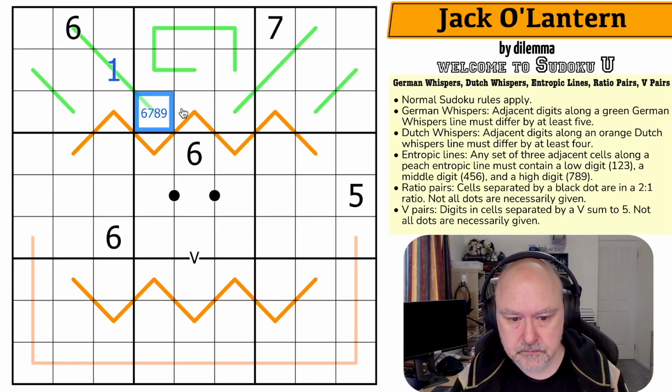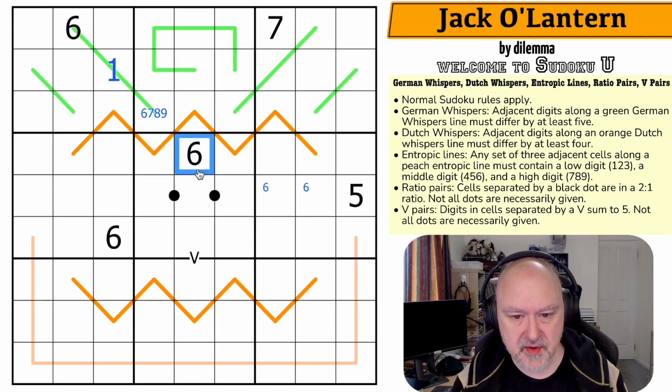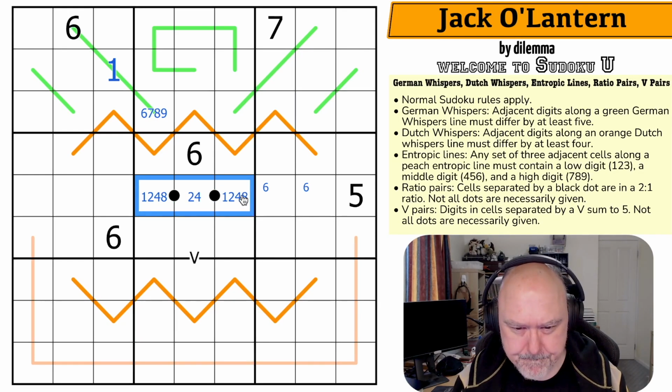Okay. Do I want to look at the entropic line? I know one of those 2 is 6, and I know that, okay, let's look at this, because this is 3 digits separated by black dots that all see each other. So I could either go 1, 2, 4, or 2, 4, 8. I can't go 3, 6, 12 because I don't have 6 available, and 4, 8, 16 is blatantly dumb. So this is either 124 or 248, meaning the middle is 2 or 4, and these are from 1, 2, 4, 8.